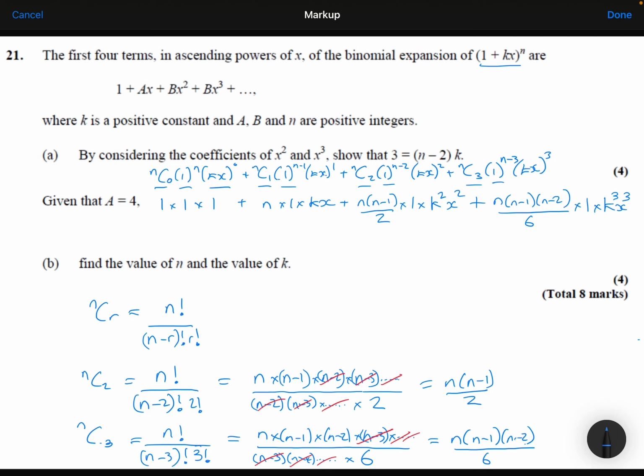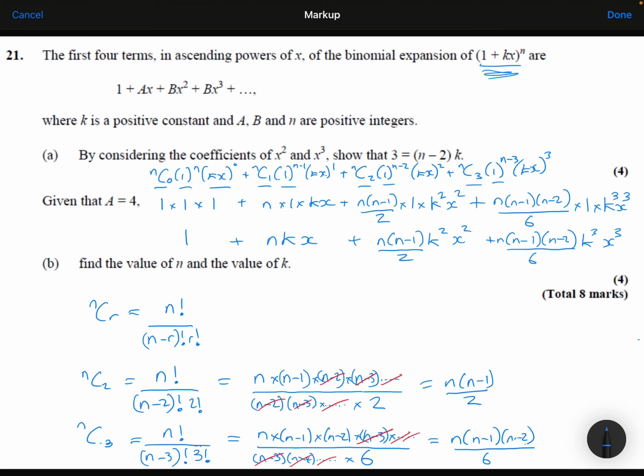Let's now simplify each of those terms. The 1 times 1 times 1 is 1. The n times 1 times kx is nkx. Then we have n(n−1) over 2 times k²x². And then we have n(n−1)(n−2) over 6 times k³x³. Right, so that's me expanding this (1 + kx)^n up to the x³ term.